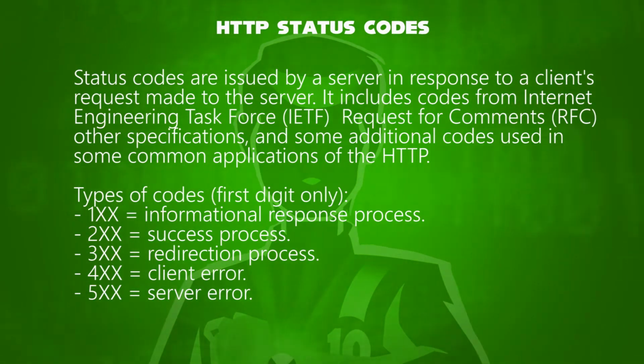The first digit of the status code defines the class of response, except the last two digits. Number 1 defines an informational response process. Number 2 defines a success processing. Number 3 defines a redirection process. Number 4 defines a client error. And number 5 defines a server error. The last two show the problem, which are yet to be discussed.